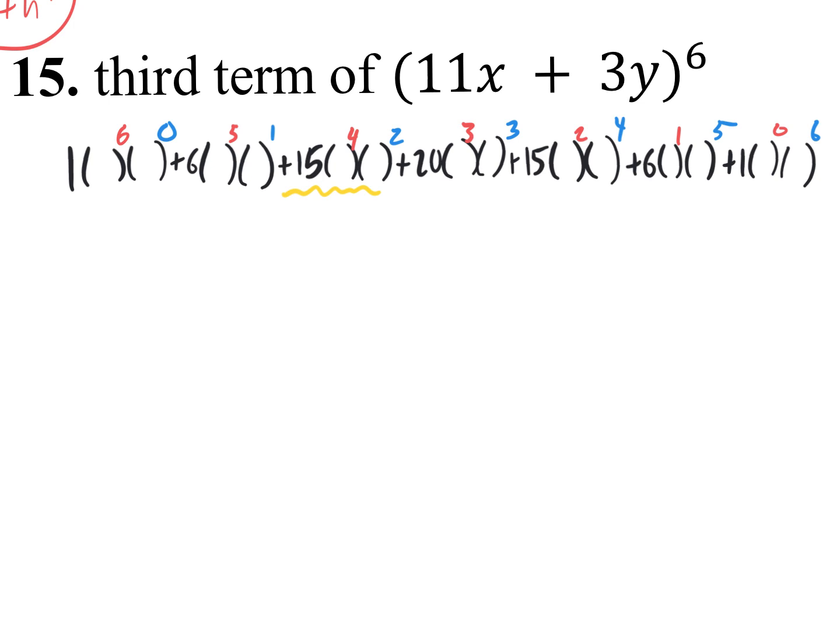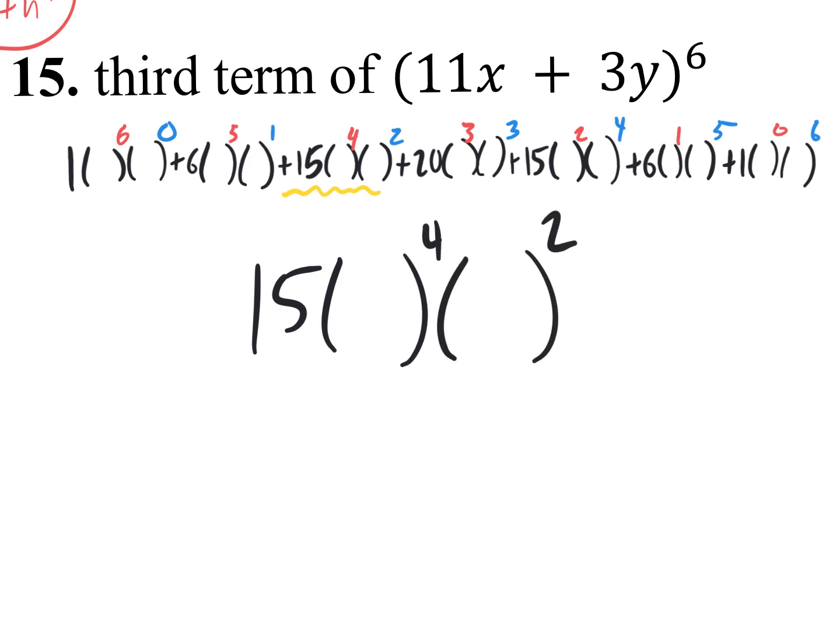So we could just focus in on positive 15 times something to the 4th power times something to the 2nd power. Okay. So what is that something? The first part of your binomial is 11x. The second part of your binomial, 3y. So we're going to need a calculator because 11 to the 4th power is a huge number. Somebody help me? 11 to the 4th power. So with the calculator, we got 14,641. And of course, we're talking about x to the 4th power, right? Because 11 to the 4th, x to the 4th, there you get the 14,641.